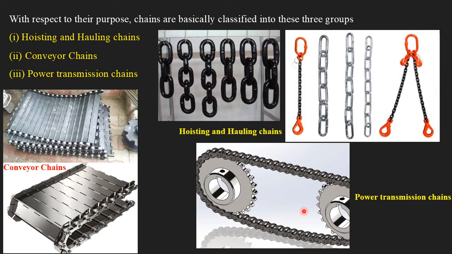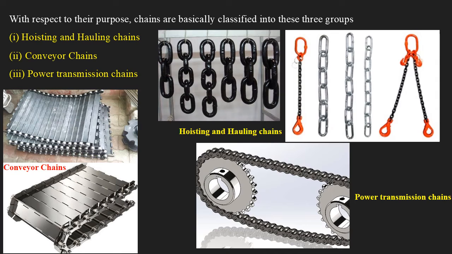As I said, the efficiency of the chain drives will be high only if there is proper provision for efficient lubrication. Proper lubrication needs to be present, and these types of chain drives can operate at speeds above 2 meters per second also. Even above 2 meters per second, we can operate these types of chain drives.